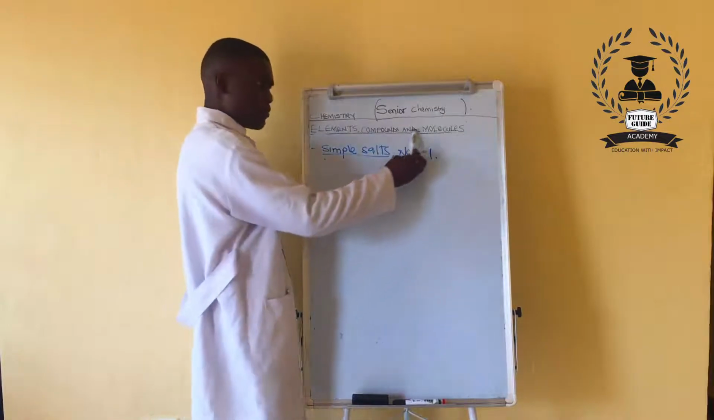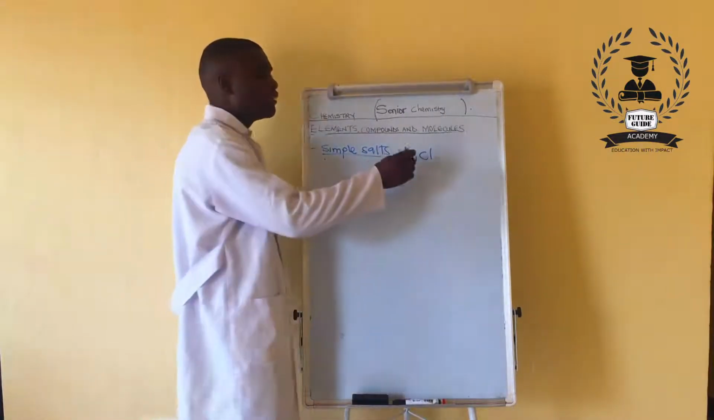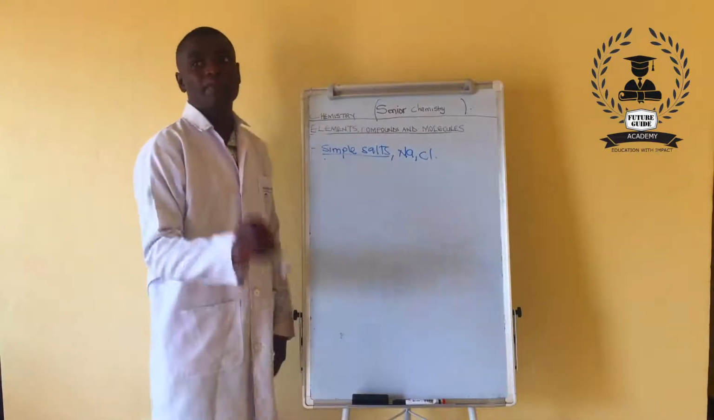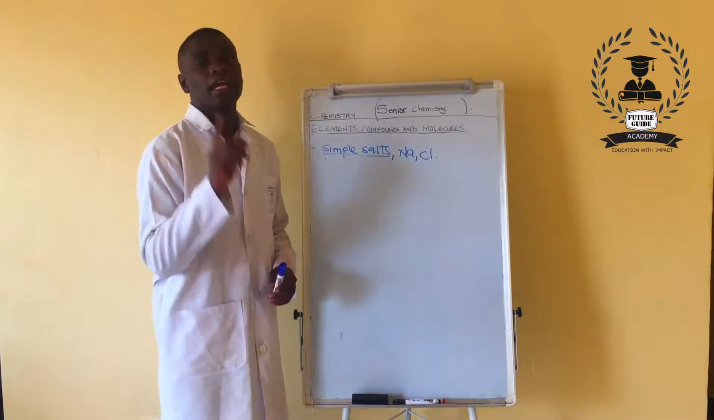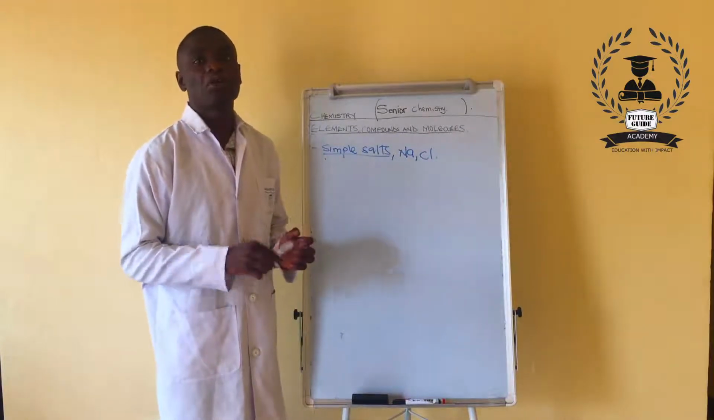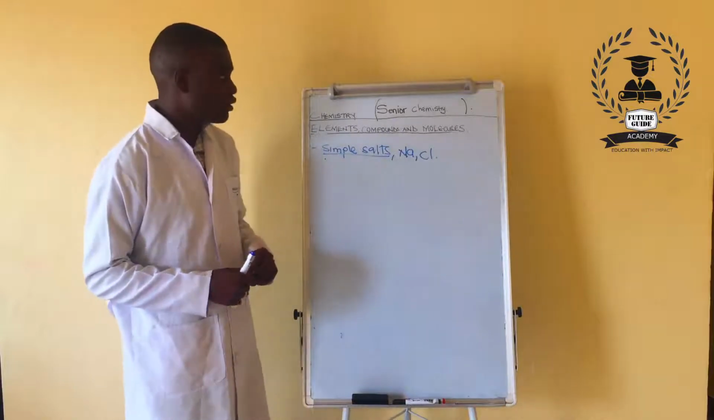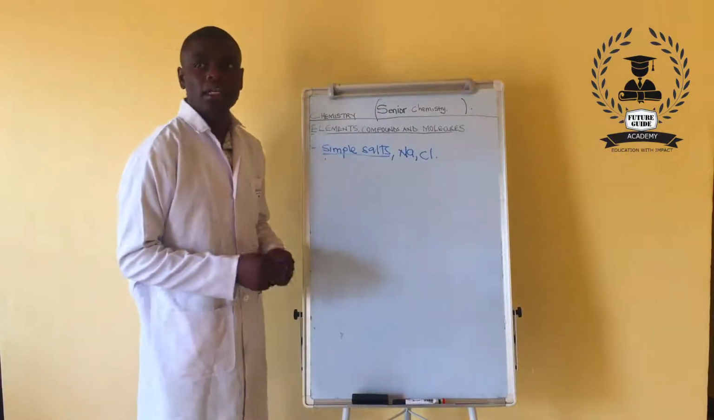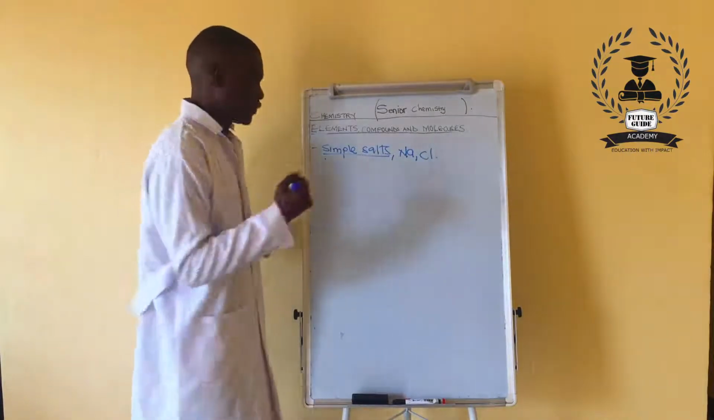So for us to come up with this salt, you're going to find that the elements are chemically combined. Once elements are chemically combined, they are going to give us what we call a compound. Those are very good examples of compounds. Let's go to the last part, which is molecules.